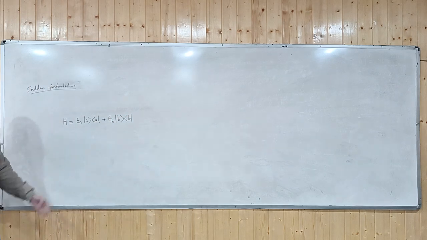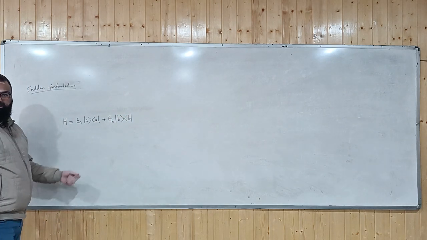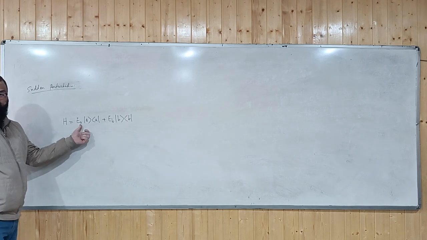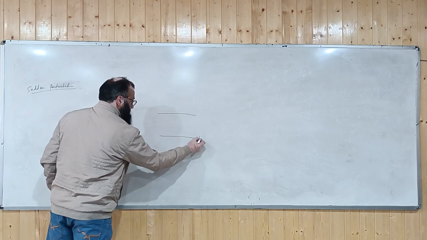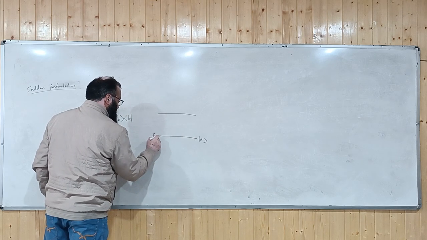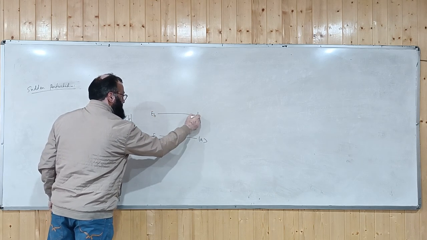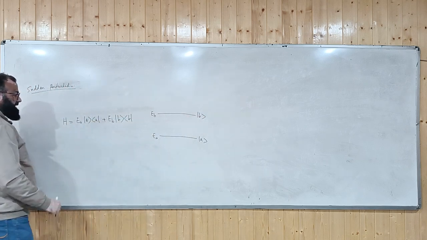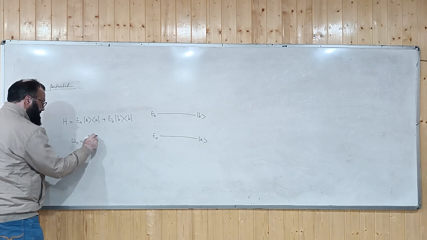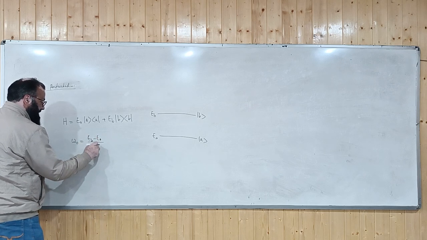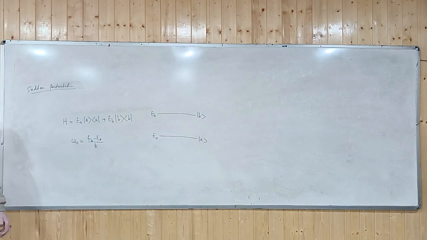Okay? Got it? So this is simply a two-level system. One level has energy EA, and the other level has energy EB. Let's say A, EA, EB. Got it? So let me define the frequency. It is EB minus EA, divided by ħ. Let's define this, so, the differences.